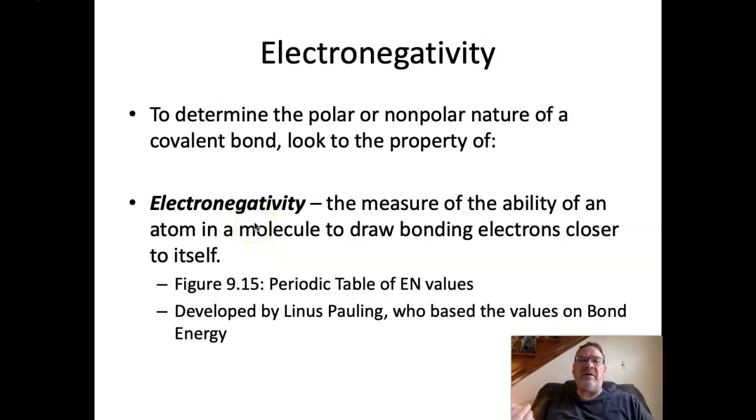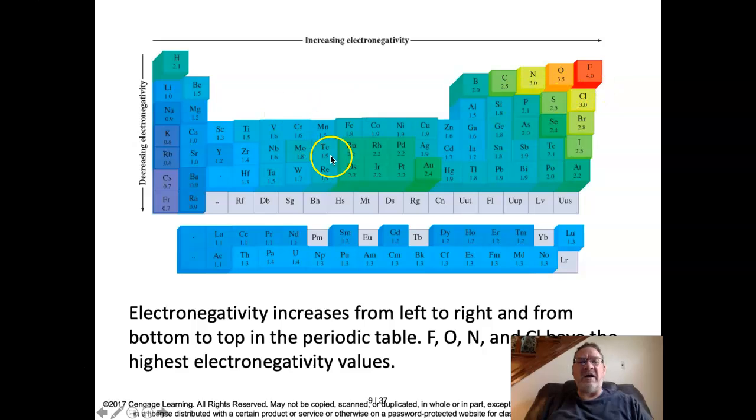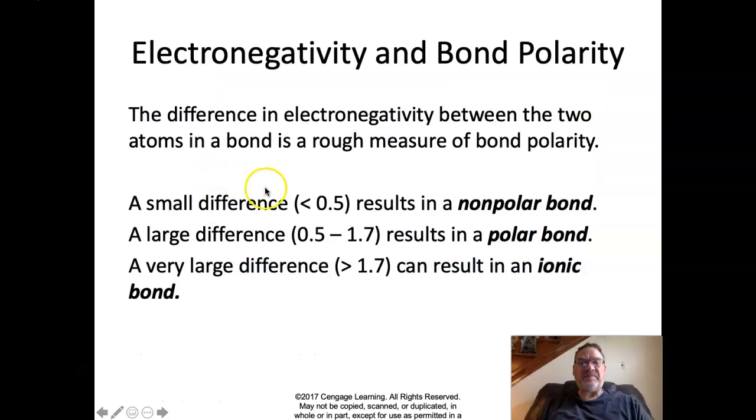Every atom has this ability to attract electrons to itself. Figure 9.15 has the values of these electronegativities. This is a figure that you can go back to. And you can see fluorine has the highest electronegativity. Metals tend to have the lowest.